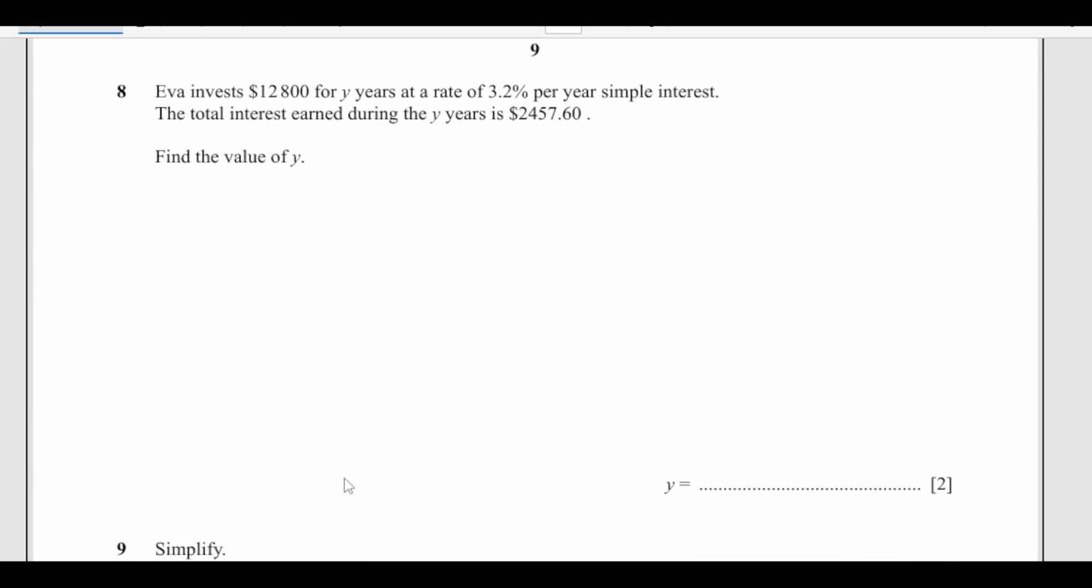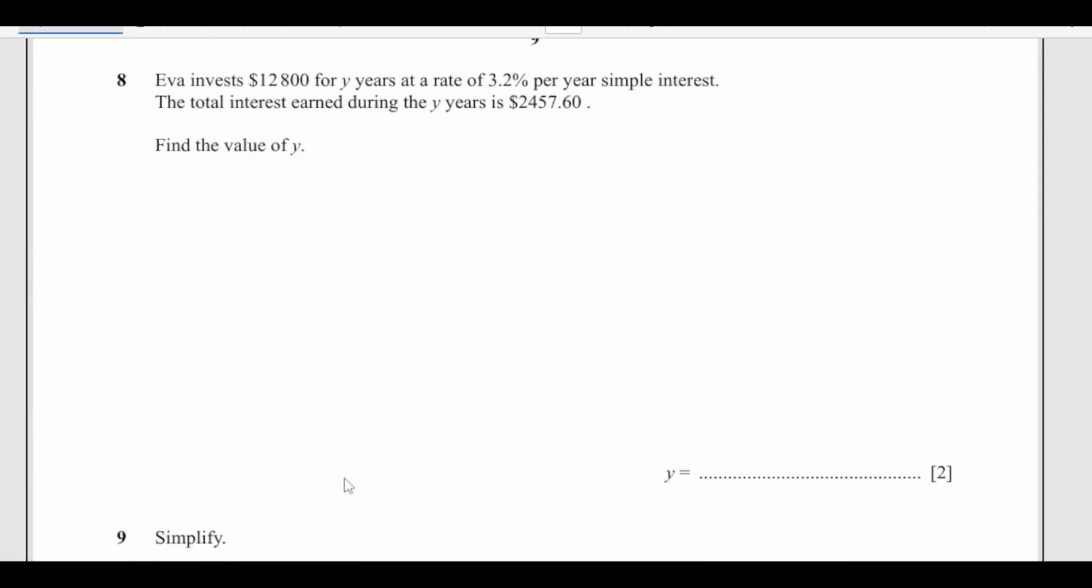Okay, number 8. Eva invests $12,800 for Y years, right? This is the investment, Y is the number of years, rate of interest 3.2 percent simple interest. The total interest earned during Y years is 2,457.60. Find the value of Y.